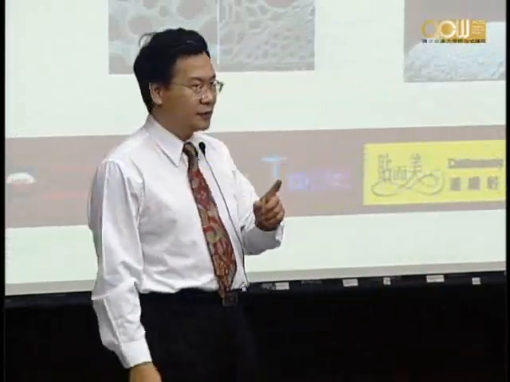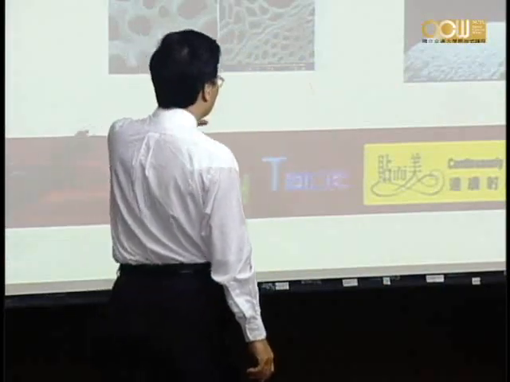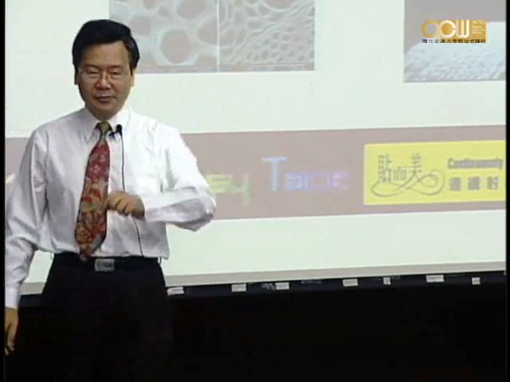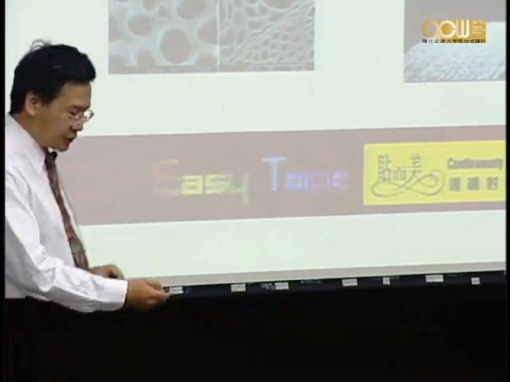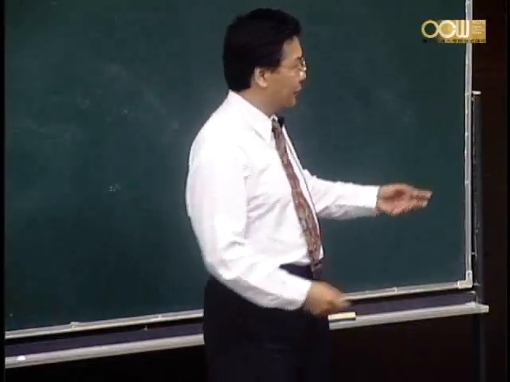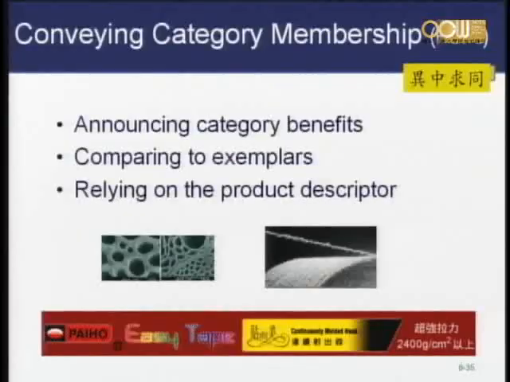Now, my point here is, if I have this product, how can I position it in the market to compete with other products? This is called 异中求同. In other words, I'm different, but I'm in the category of clothes. So this is the whole idea of similarity.